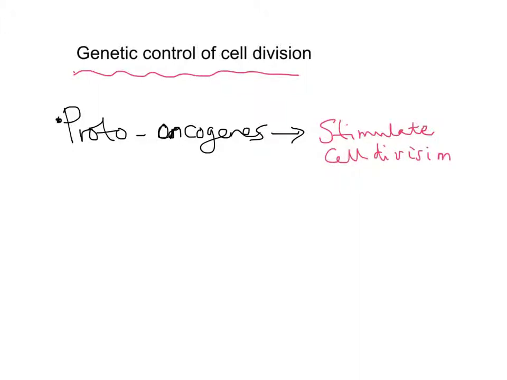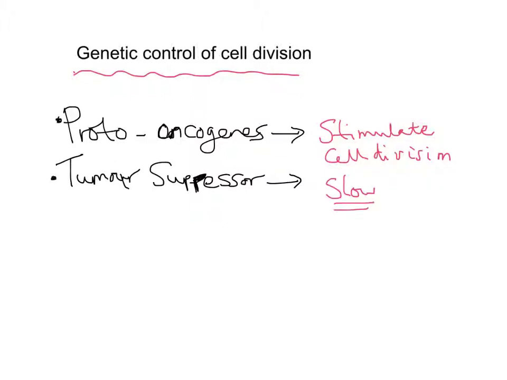So you might be able to guess that the second one that I'm going to mention are the ones that slow cell division down. And these are known as the tumour suppressor genes. And they are the ones that slow cell division.